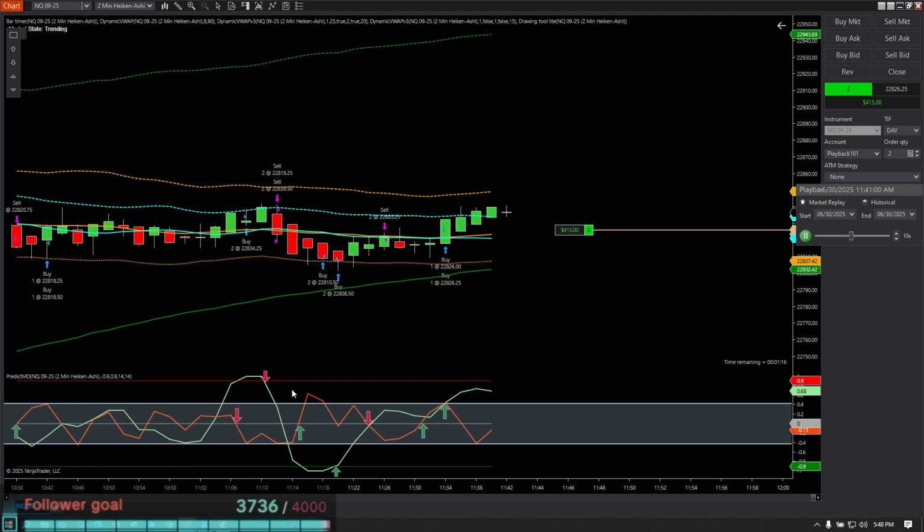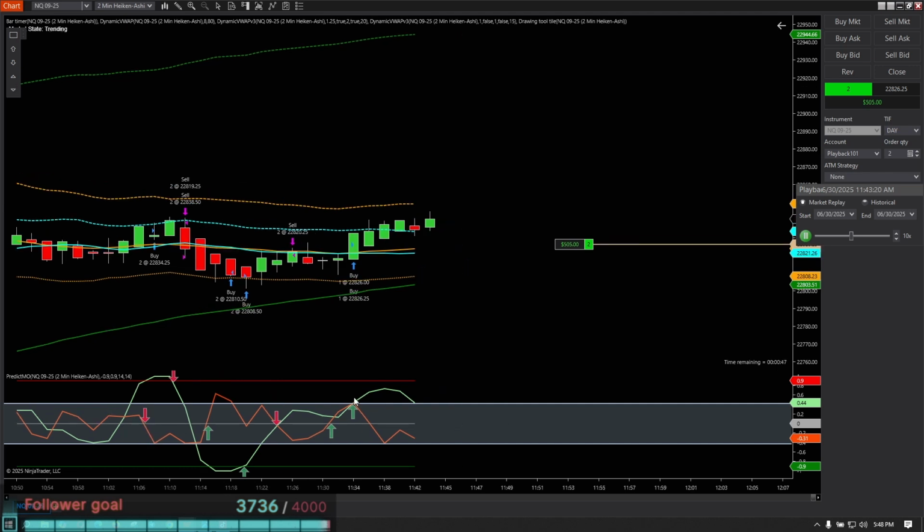Now, here's the difference, guys. If price goes into this exhaustion zone right here, your exit is always going to be when the predictor crosses the zero line. That's it. It's telling you that price is exhausted. The moment it crosses below zero, you are done. There is nothing else left in the trade, okay?